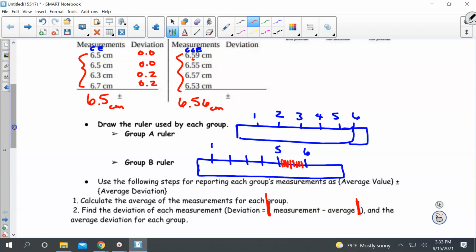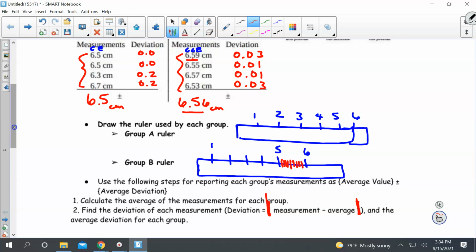So then I'm going to do the deviation for these ones. I'm going to compare this measurement to the average, and subtract the difference. I got 0.03. The next one deviated 0.01. And this one also deviated 0.01. And the last one was 0.03 again. Okay, so those are my deviations.